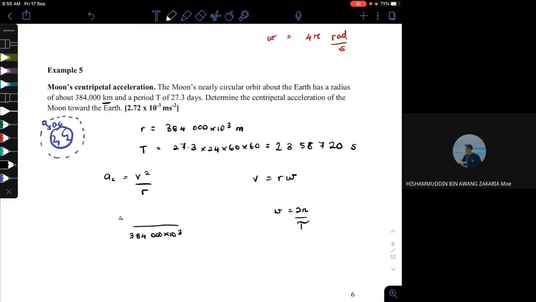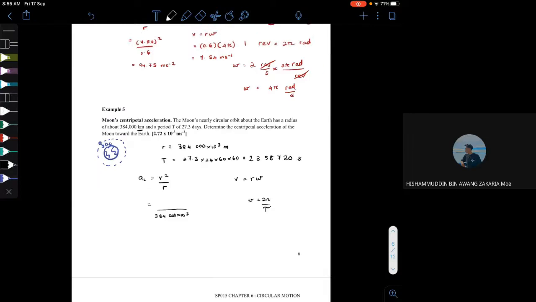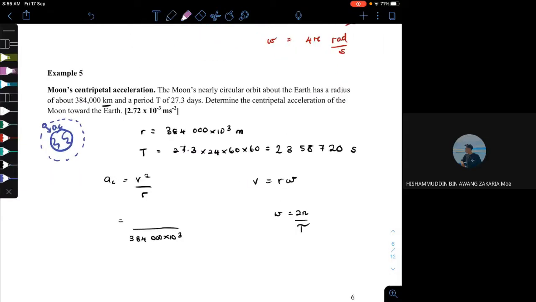Okay, this is in the earlier notes, at the top. You have to memorize this. Miss told you which ones to memorize, because these are not given in the exam. Even if given, you should memorize them. Easier, right? So we can find the omega. The omega is 2 pi divided by 2358720. I think your omega would be 2.66 times 10 to the power of negative 6 radian per second.